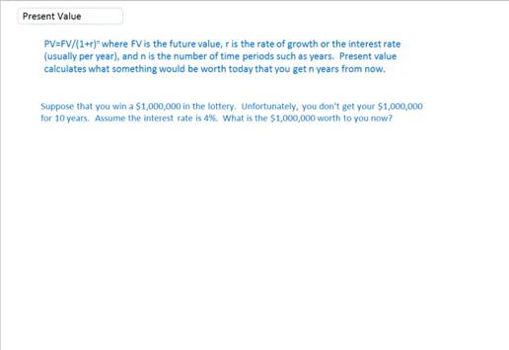And assume the interest rate is 4%. Where did I get the 4%? I made it up. And what is the $1 million worth to you now? So let's notice we know what the future value is. We know it's $1 million. So let's write that down here.